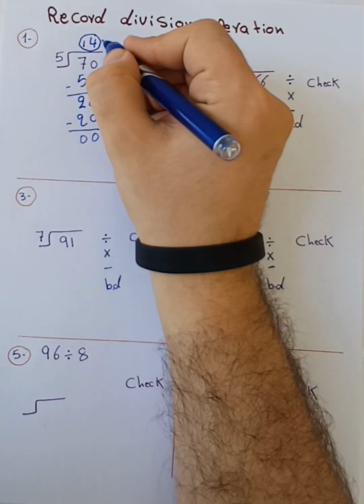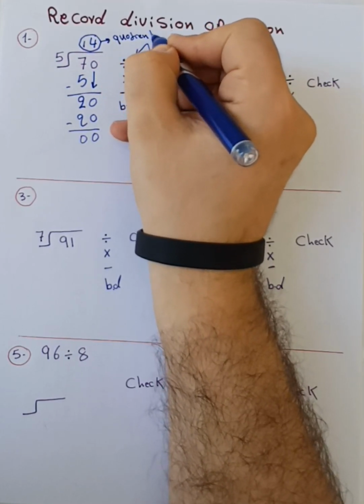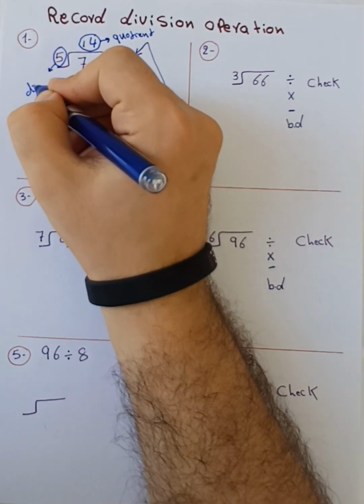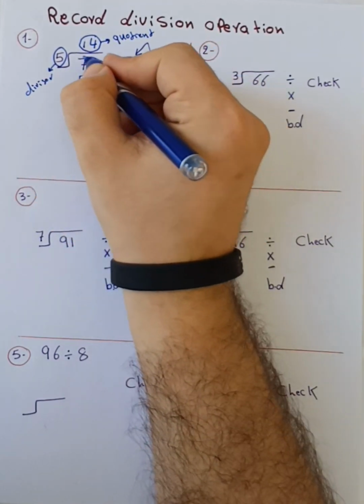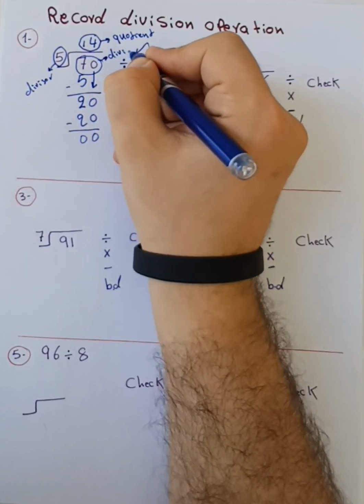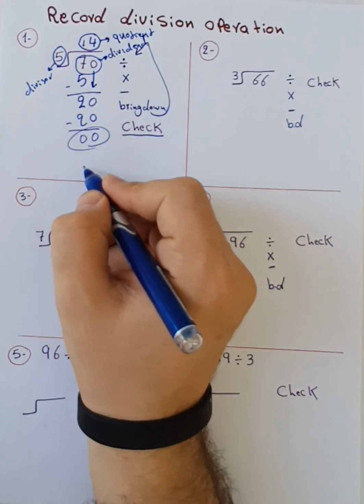This result in long division is called quotient, and this number is called divisor, and the big number is called dividend, and this number is called remainder.